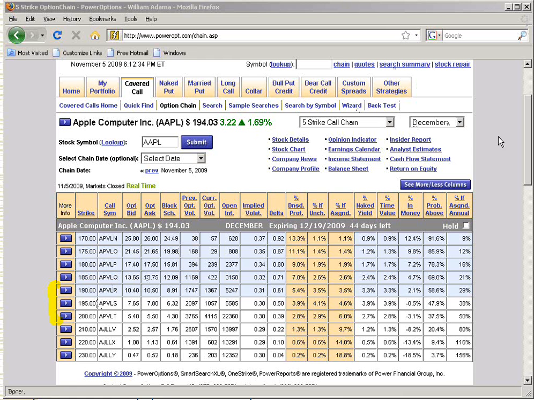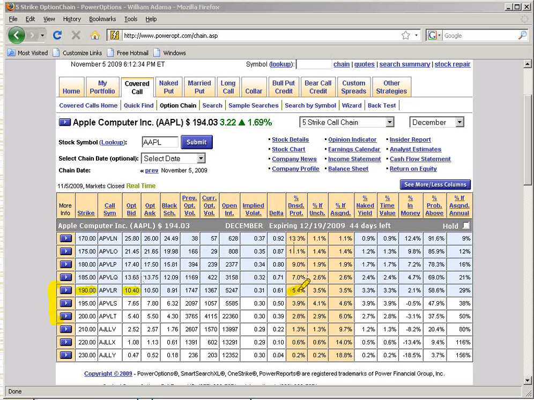All right? Well, with the stock at 194.03, our 190 call for December is currently trading at $10.40. So if I bought the stock at 194, sold the 190 call for $10.40, this would essentially give me a break-even of about $183.60.